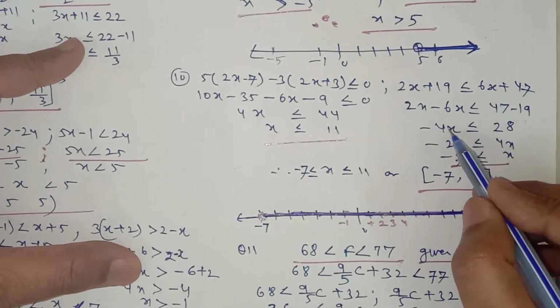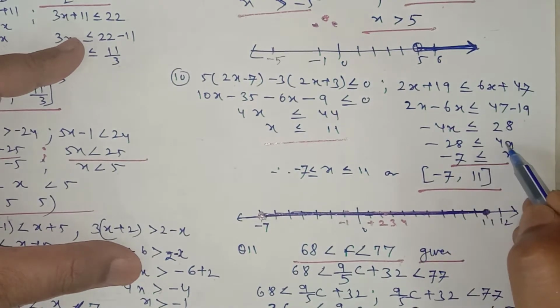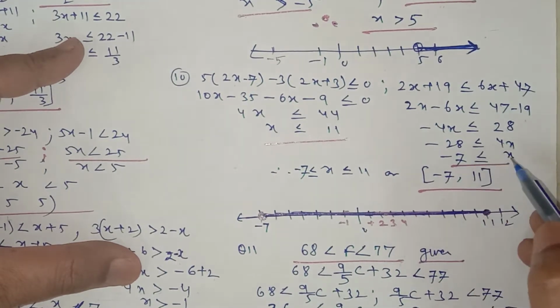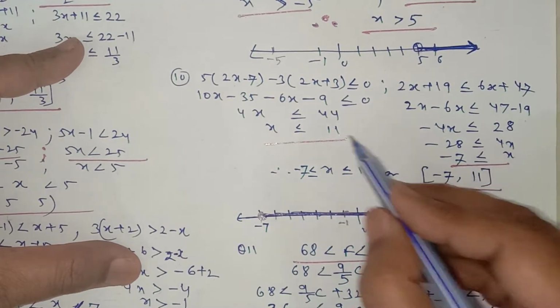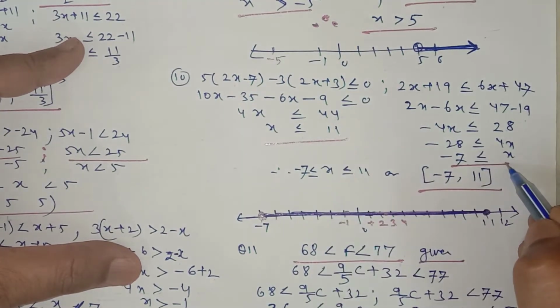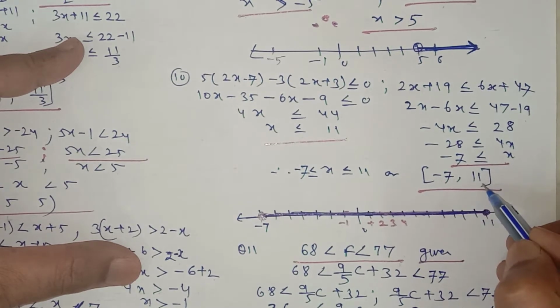First of all, make the variable positive, taking 28 to the left hand side and minus 4x to the right hand side. This is the way we have to make the variable positive. Dividing by 4, it will be minus 7. So x is greater than or equal to minus 7 and less than or equal to 11. In one we have the less than or equal to sign, in one we have the greater than or equal to sign. So minus 7 less than or equal to x less than or equal to 11.